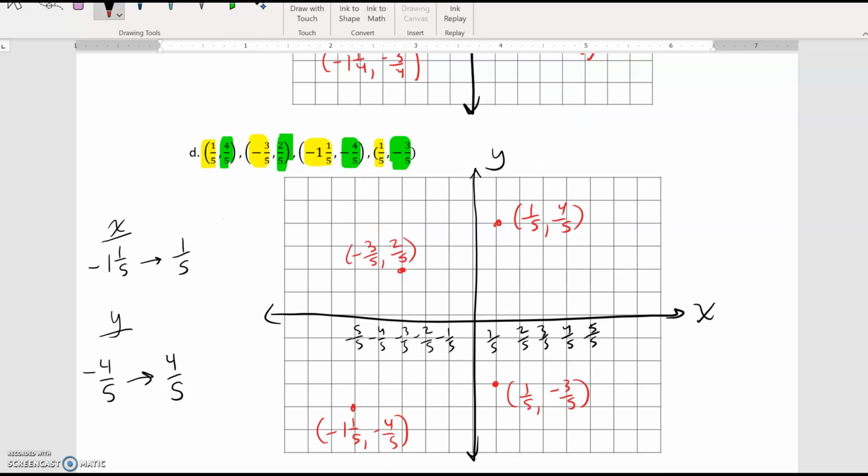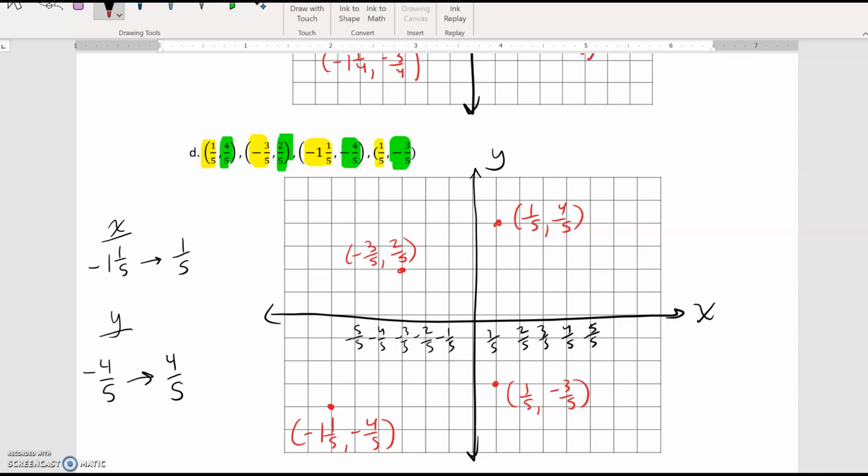Alright, here's the answer for the fourth problem, letter D. X ranges from -1 1/5 to -1/5. Actually, let me make a fix here. So I'm going to change one answer here before I move on. This should actually be right here: -1 1/5, -4/5. Alright. And then Y goes from -4/5 to +4/5.